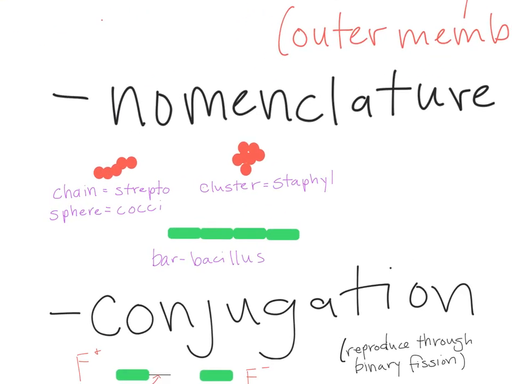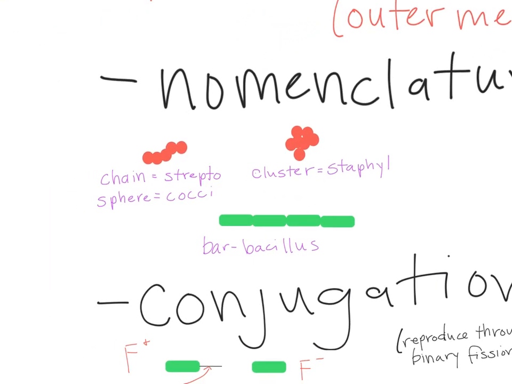Moving on to nomenclature, you may be asked about this on the DAT as well. These are going to sound familiar to you. So if you see bacteria that are in a chain, the connotation for chain is strepto in bacteria. And you can also see these bacteria are spherical. The word for that is cocci or coccus. So these are streptococci bacteria.